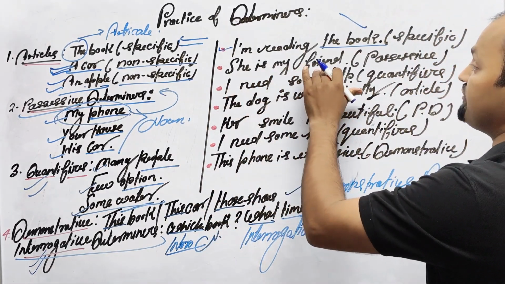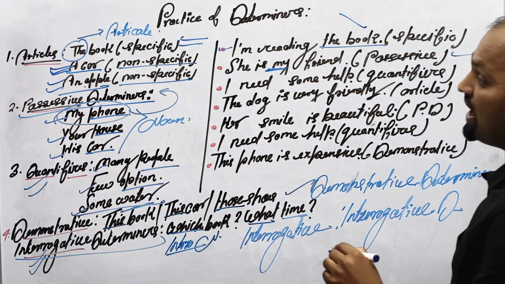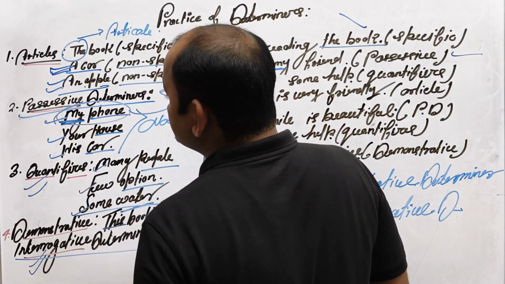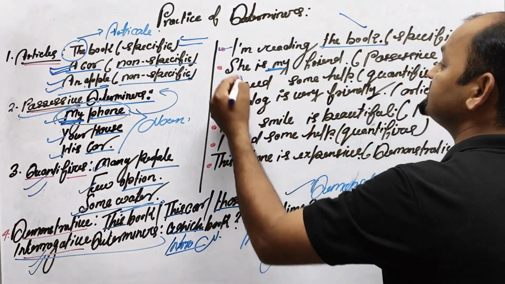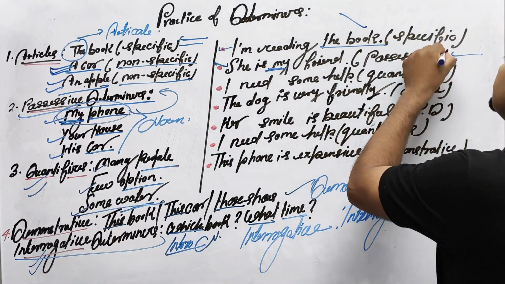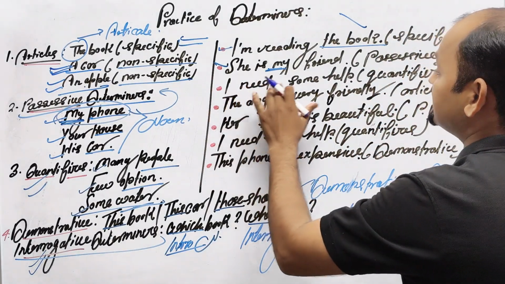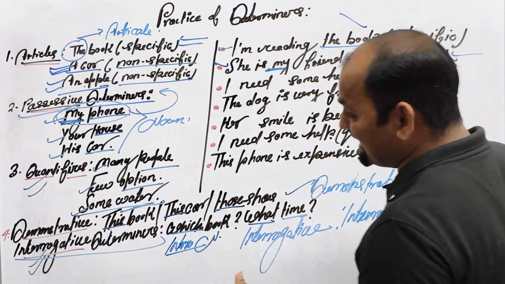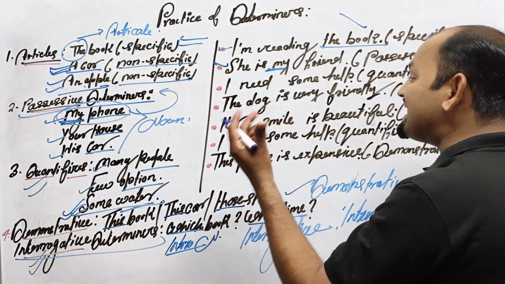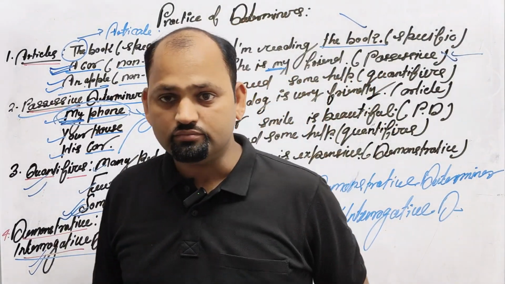Next, she is my friend. Okay. So my, in the sense of that, is a possessive case. Why? I told you here, my in the sense of the possessive. So I will tell you what kind of determiner I use here: I use here the possessive determiner. Next one, I need some help. Just like I told you, I need some water. Same as usual, we can use it here also.